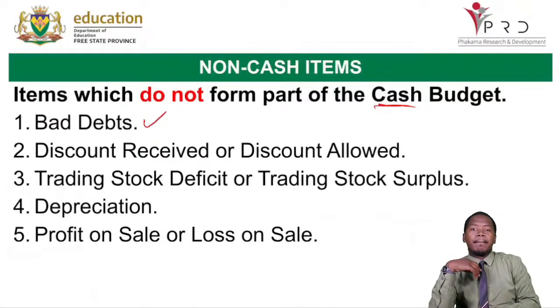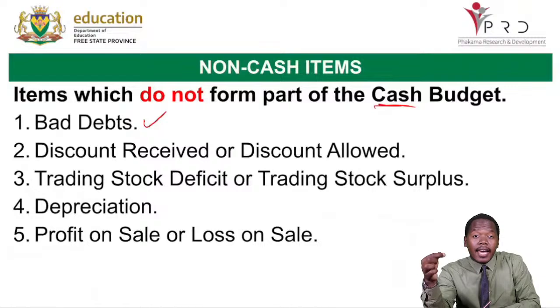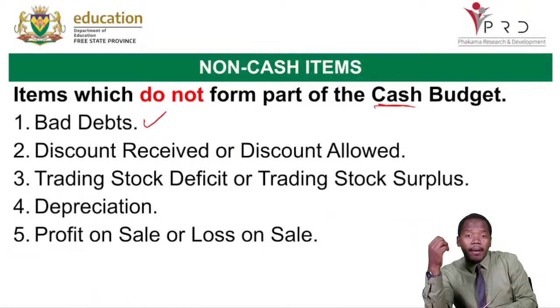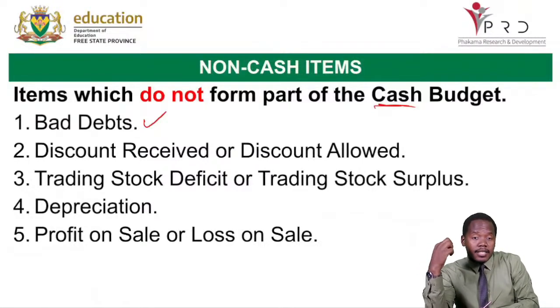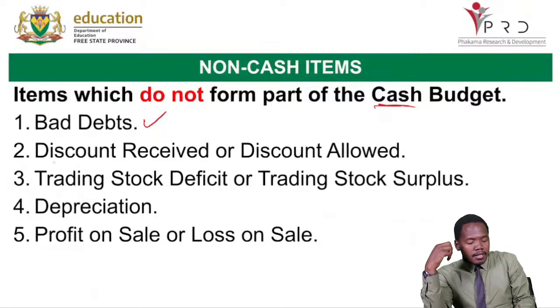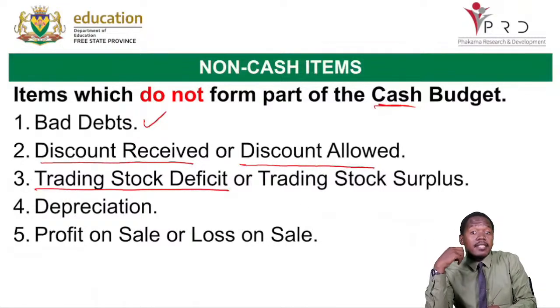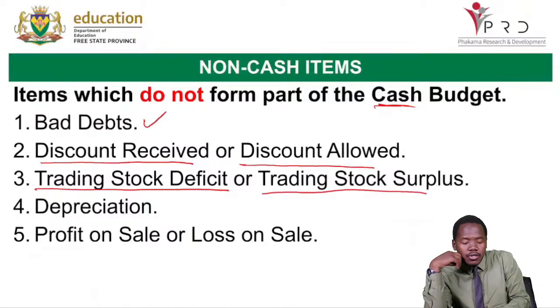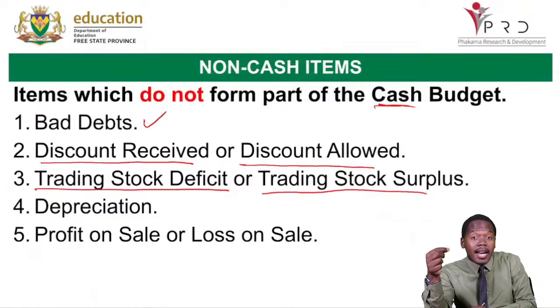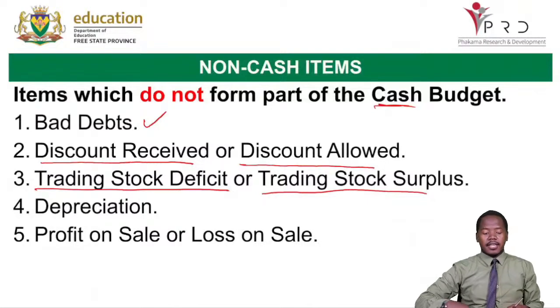We are talking about the bad debts. Why are they not part of the cash budget? Because bad debts is not a cash item. All of them are not cash items. Right. Discount received as well as discount allowed. Trading stock deficit, which is an expense in your projected income statement. Trading stock surplus, which is an income on your projected income statement.